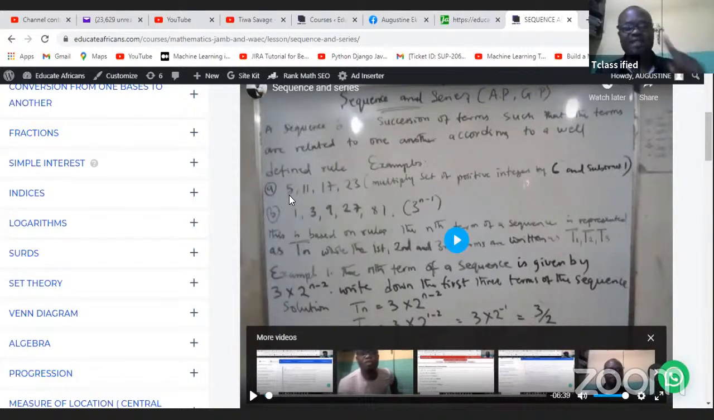The second positive integer is 2. 2 times 6 is 12. 12 minus 1, you get 11. That's how we got this 11. The third positive integer is 3. 3 times 6 is 18. 18 minus 1 is 17. That's how we got this 17. The fourth positive integer is 4. 4 times 6 is 24. 24 minus 1 is 23. And that's how we got this series.